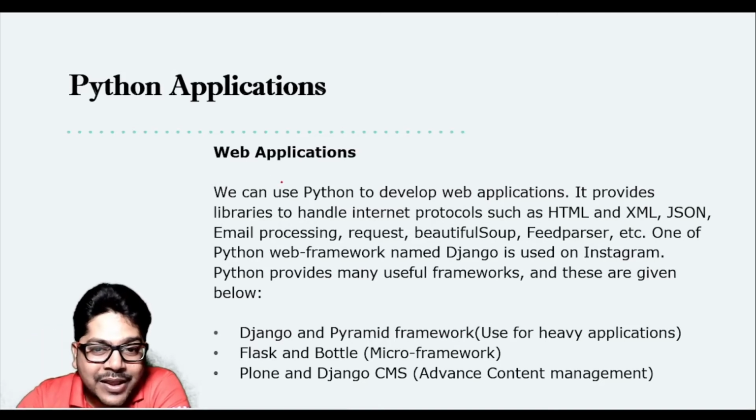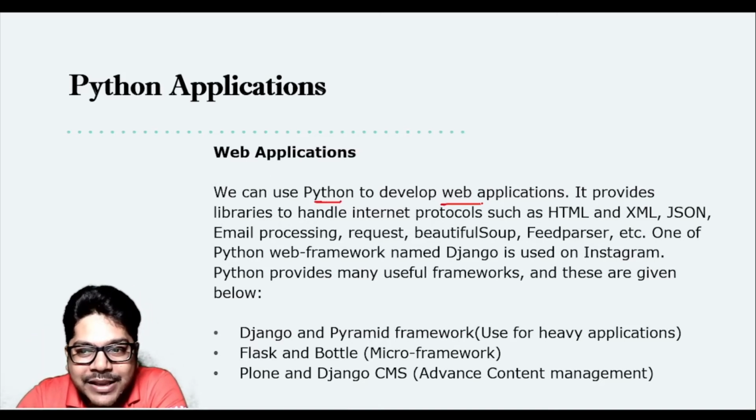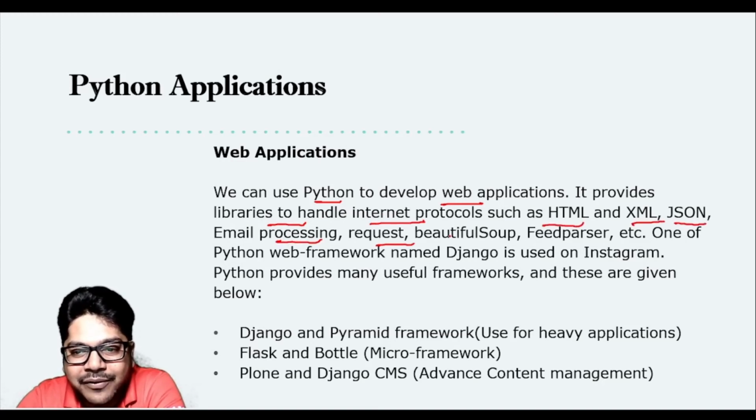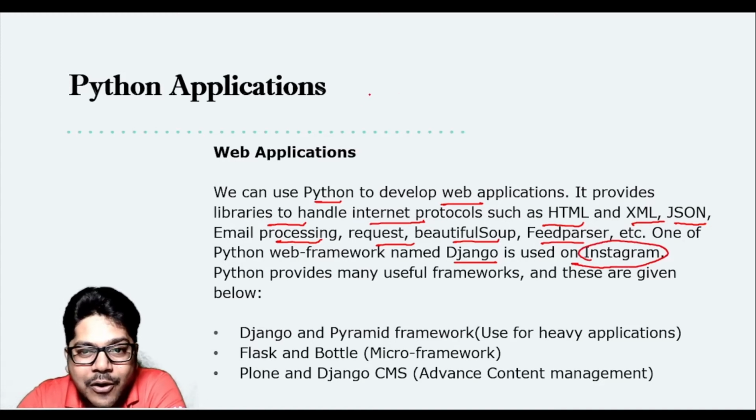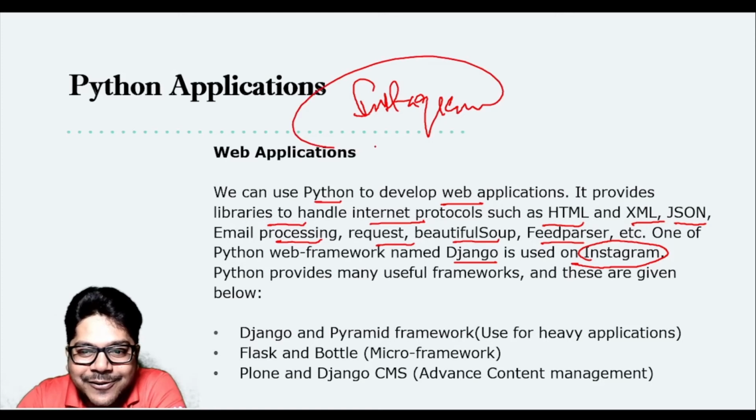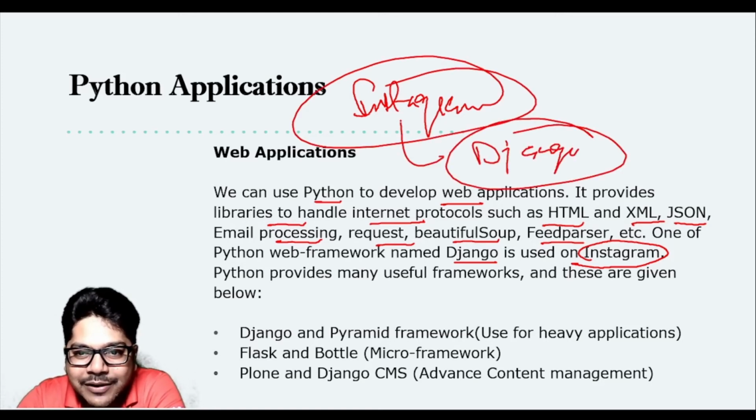Okay, web application. So we can use Python to develop web application. It provides libraries to handle internet protocols such as HTML, XML, JSON, email processing, request, Beautiful Soup, feedparser, etc. And one of the Python frameworks, Django, is used on Instagram. See, all of you must be using Instagram, right? So Django is used for that. Okay, Django, that is the framework that has been used to develop Instagram.